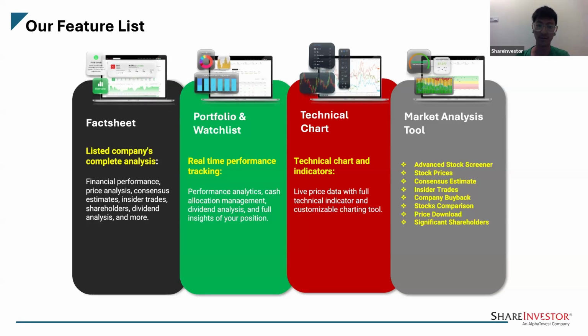The second one is portfolio and watch list. You can customize your own portfolio and watch list based on your personal preferences, so that it is easier for you to track all the information that you want to track. The third one is the technical chart. Our platform contains technical charts so that you can see all the live prices, full technical indicators, and also market analysis tools, which cover stock price, consensus estimation, and insider trades.